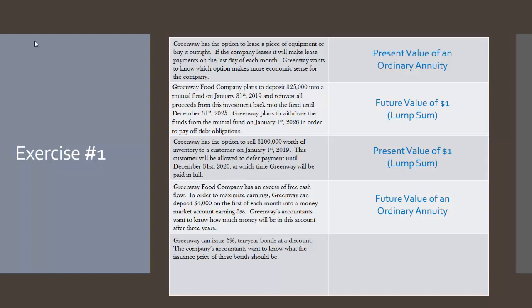And then lastly, Greenway can issue 6% 10-year bonds at a discount. The company's accountants want to know what the issuance price of these bonds should be. Same concept we had earlier. Bonds have 2 components: the principal repayment that you get at the end, plus the series of periodic interest payments you make. In this case, we're paying out, so it's the amount that we have to pay when the bonds mature, plus that series of interest payments we have to pay to our bond holders.